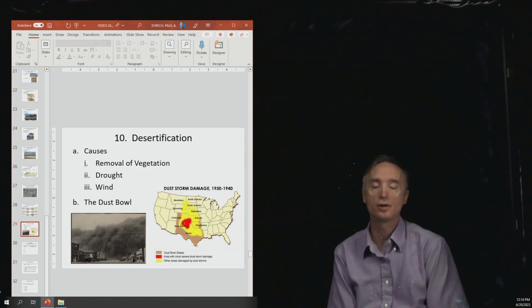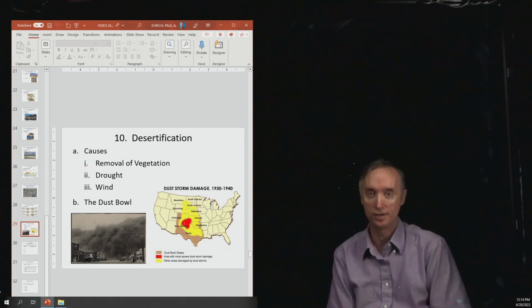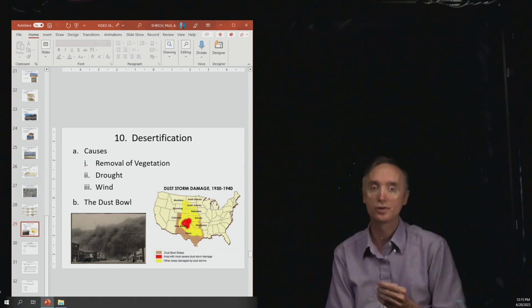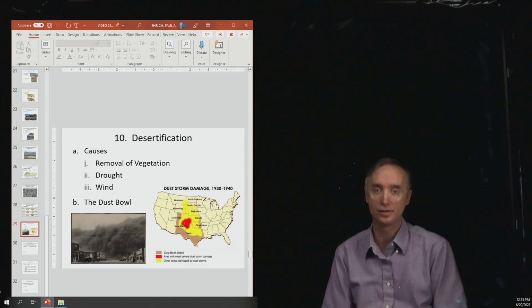Okay, so now we want to talk about some of the hazards that are caused by deserts. This process here of desertification is where land eventually turns into a desert. An extreme case of this was the Dust Bowl, which occurred between 1930 and 1940 in North America. And you can see the states of the United States that were affected by the Dust Bowl. So what caused the expansion of a desert in the middle of the United States?